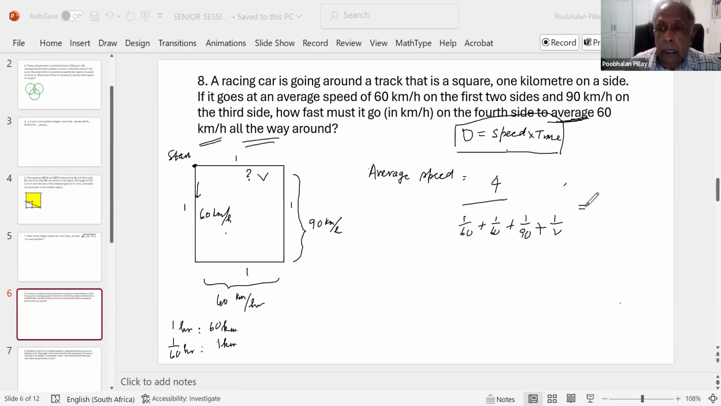And this average speed is given that the average speed is 60. So this quantity here is 60. Not what I told you earlier, that you add the four velocities, 4 speeds, and divide it by 4. So it's a little bit tricky. So here you have to calculate the V. And I don't know whether I should calculate it.